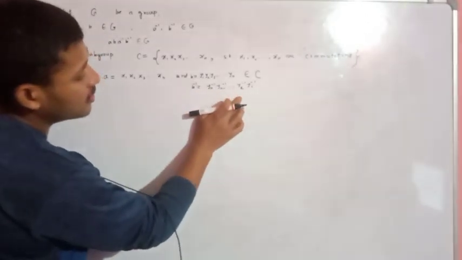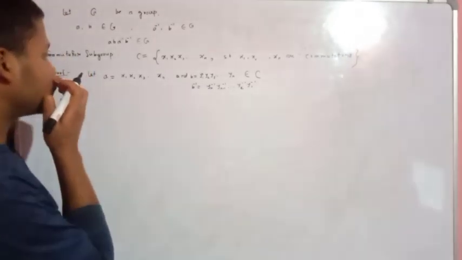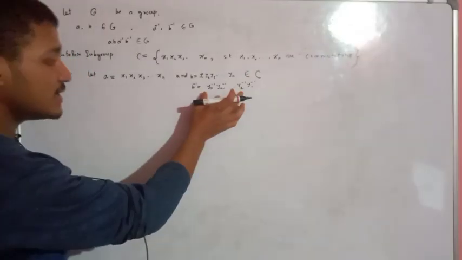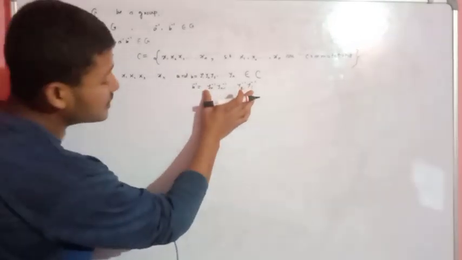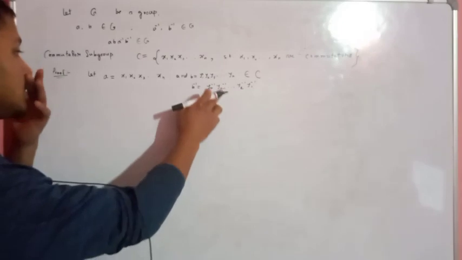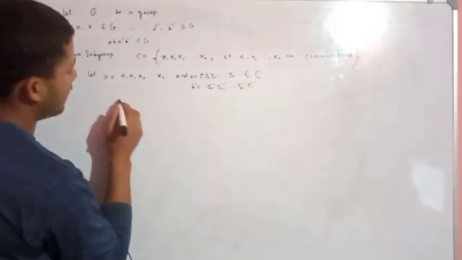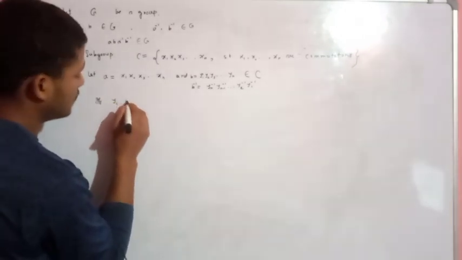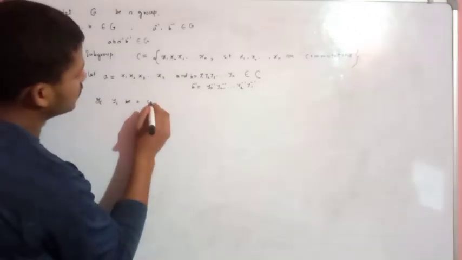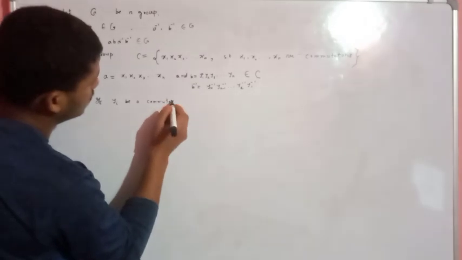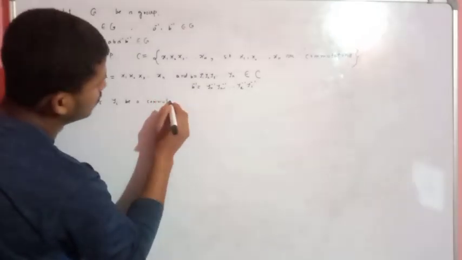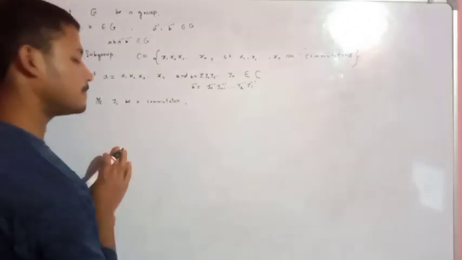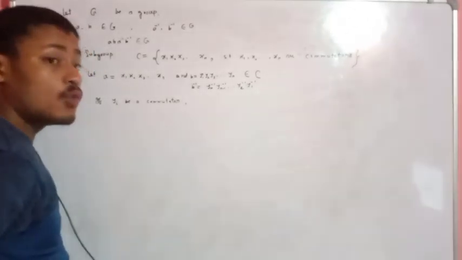This is a product of some commutators. Now you have to show that B inverse belongs to C. If yi is a commutator, you have to show that yi inverse will also be a commutator. Then you are done. How do we show this?